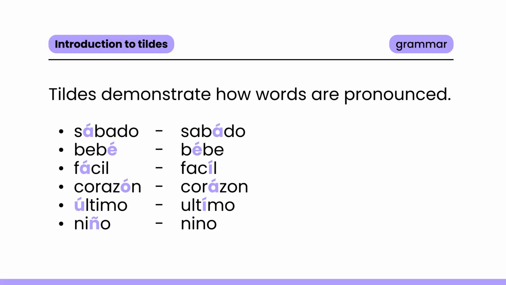So for example, we have sábado or we have sabado. You notice the difference in pronunciation there? Because we put the accent or the tilde on a different place within the word, the accent or the pronunciation of the word also differs. And we can go over the other examples as well.